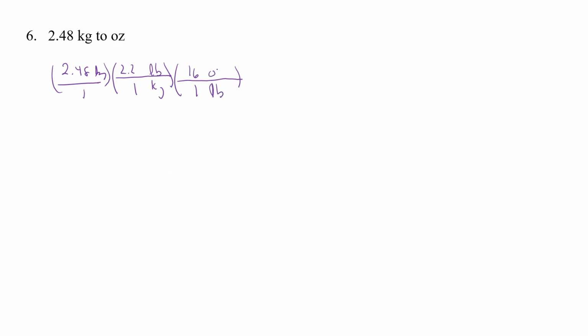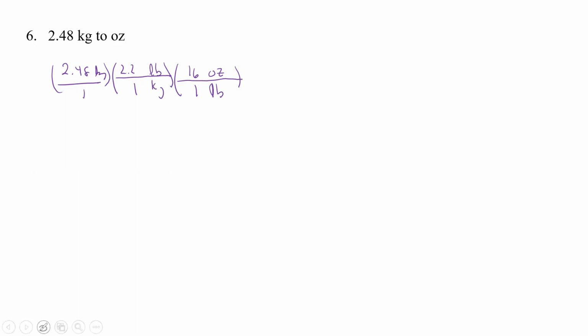All right, now we're going to go to kilograms to ounces. So how do we do that? Well, 2.48 kilograms over 1. Now, I think I'm going to do the kilograms to the pounds again. And so 2.2 pounds is 1 kilogram. Then I know 1 pound is equal to 16 ounces from the very 6.3.